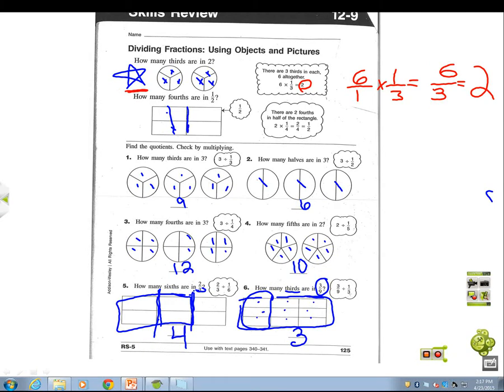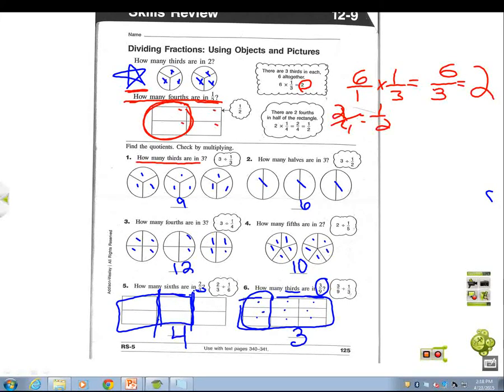It says, how many fourths are in 1/2? So you circled like this. Let's erase that. Let me do this one. Okay, how many fourths are in 1/2? So you circled that's half, right? And you said how many fourths are in it? And there's 1, 2, 3, 4. But you're only counting these 2, so what is it? It would be 2, because 2/4 equals 1/2, right? Yeah. Okay.